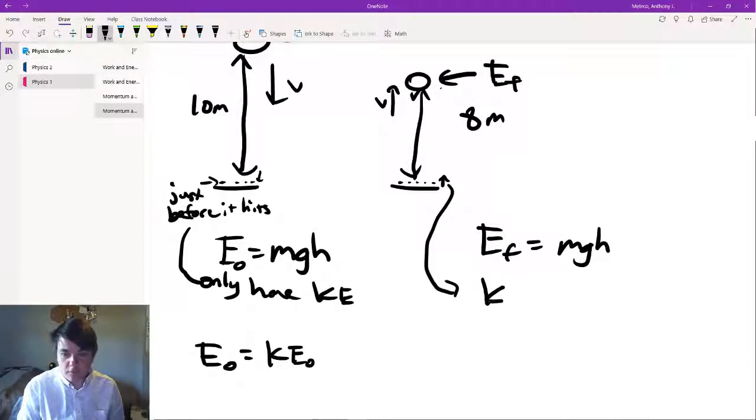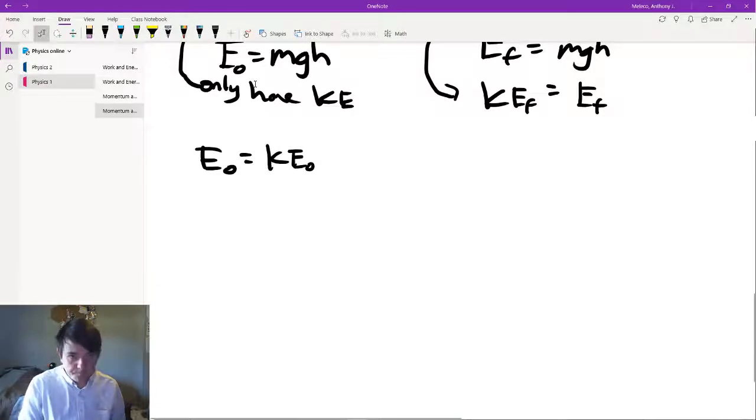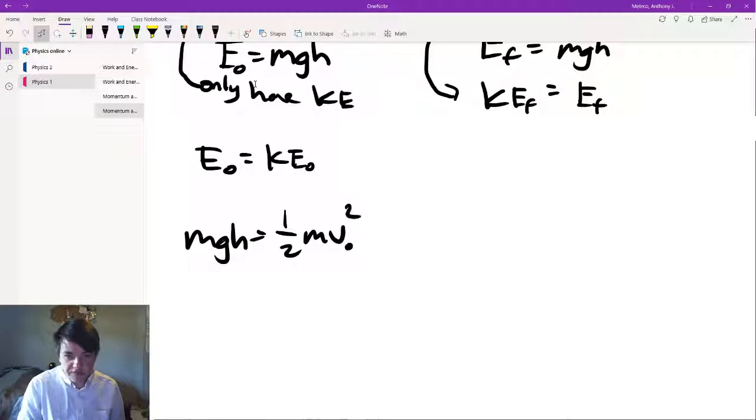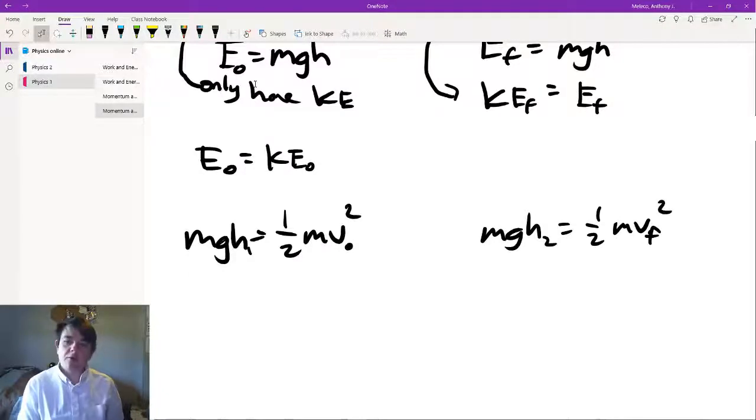And it will have KE final down there. So we can do E final equals KE, okay? So we set mgh equals 1/2 m v naught squared. This is what we need to solve for right here. And then we can do mgh. I guess I should label that as 1 and 2 just so there's no confusion there. And this will be equal to the final, right?